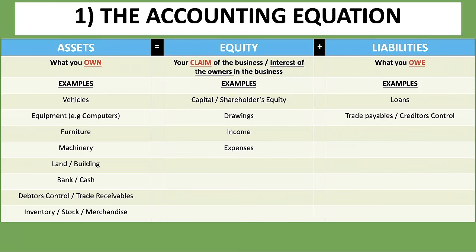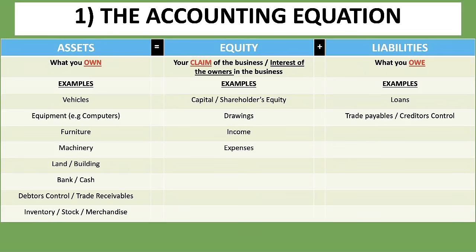Again, these terms may be used interchangeably. It may be written as trade payables or accounts payables or creditors control. So just remember that that is a liability. You should be able to look at either creditors control or debtors control and know instantly that this is a liability or this is an asset.